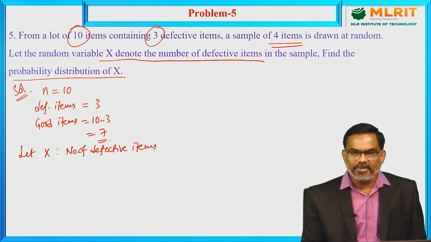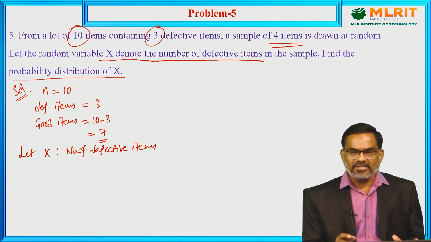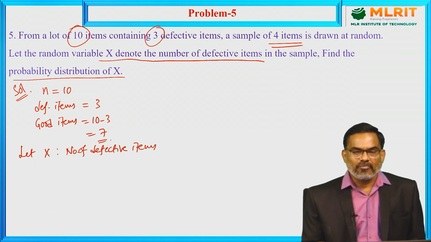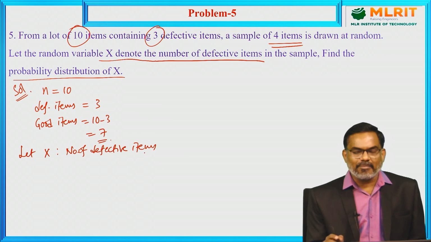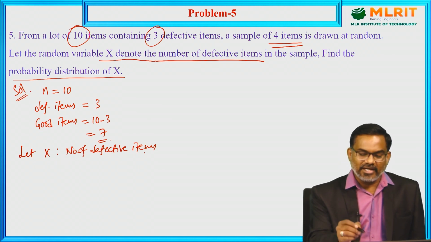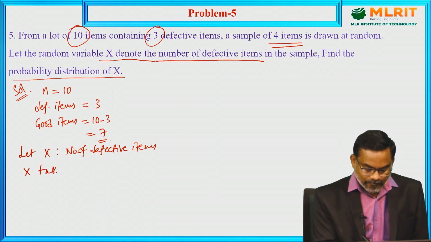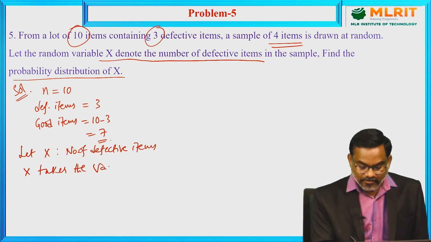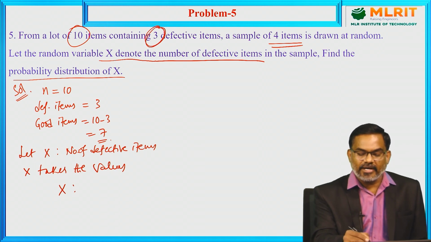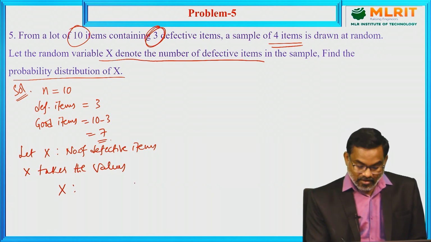Probability distribution means the set of all values of X and the corresponding probabilities. So for that, first we need to identify the values of X. Here, since X denotes the number of defective items and there are 3 defective items, X takes the values: maximum number of defective items 3, or we may get 2 defective items, or 1 defective item, or 0 also.